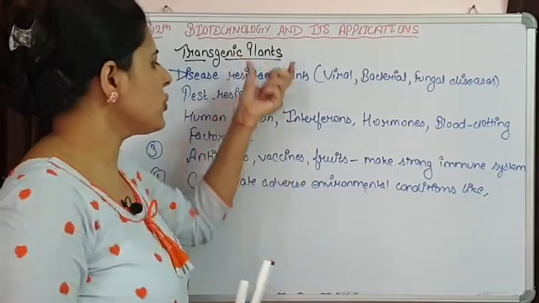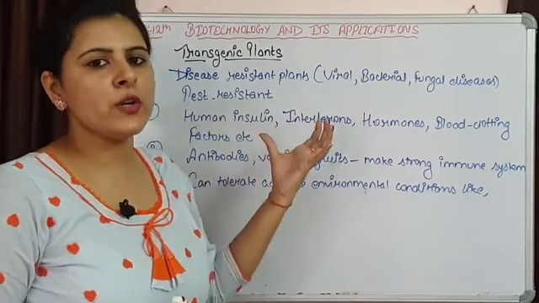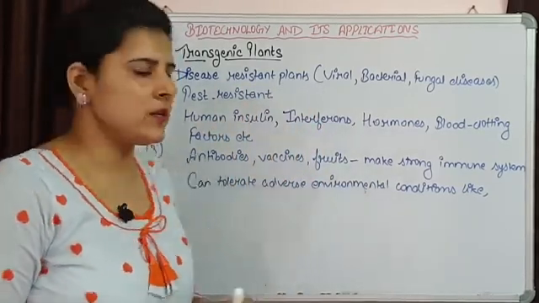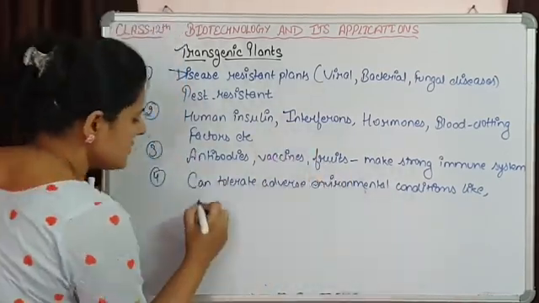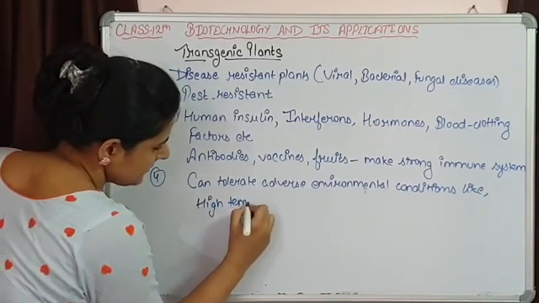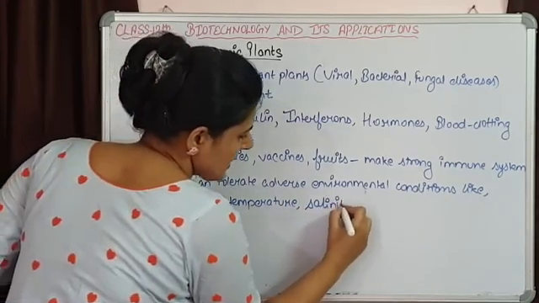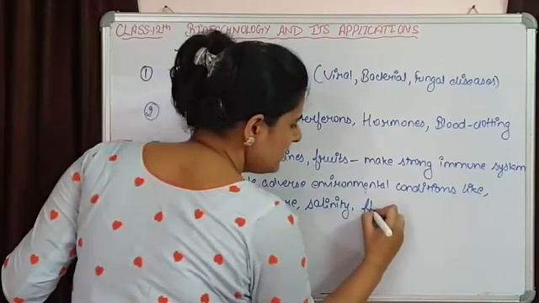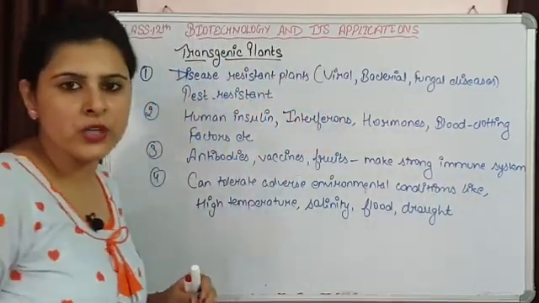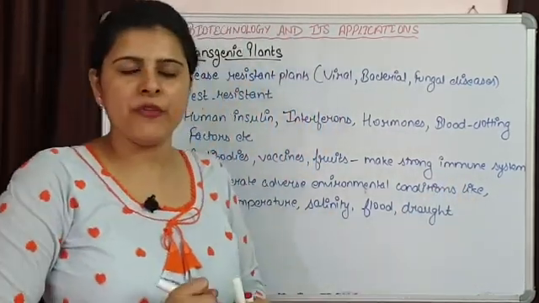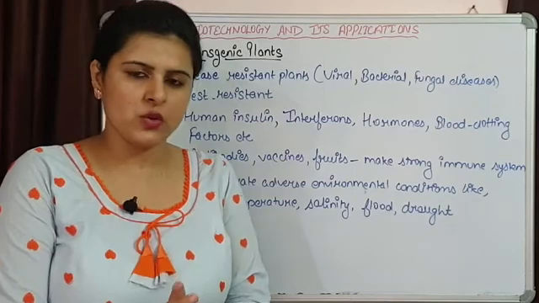So if our plants are going to be resistant to all these environmental factors, then there will be no effect on the growth and production of the plants. That is also going to help in our agricultural processes. So they should be resistant to high temperature, salinity, meaning high salt content, or flood, where more water is there, or drought, where there is deficiency of water. These are the environmental factors which affect our crops the most. If they become resistant to such conditions, our production is going to be high.